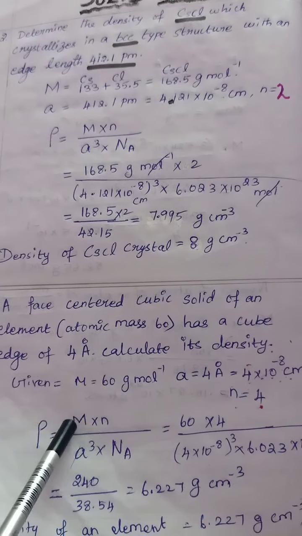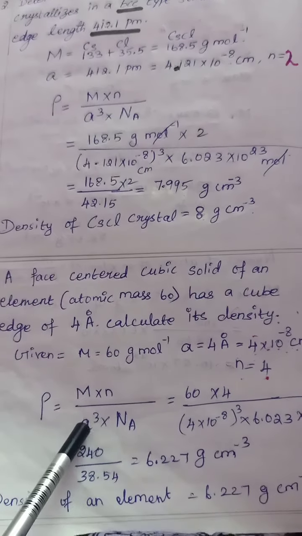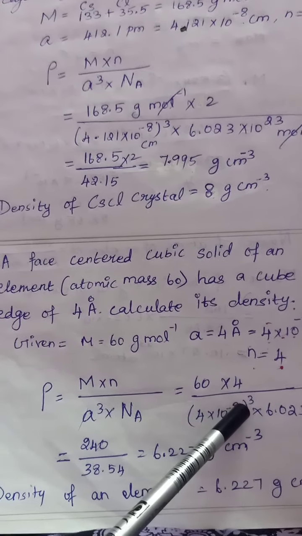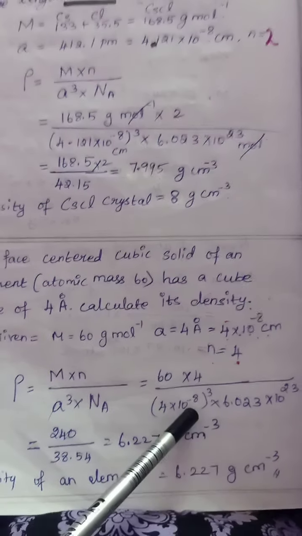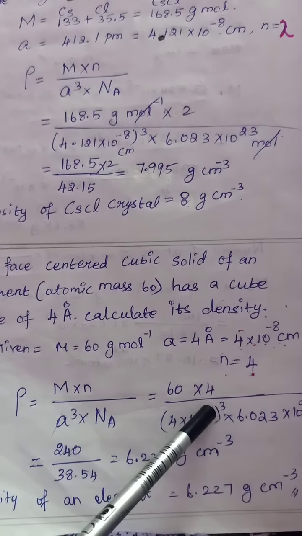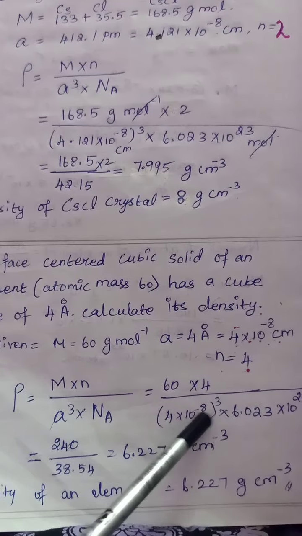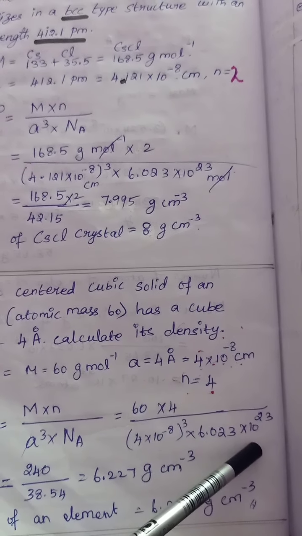See, the M value is 60, then n value is 4, then a cube is 4 into 10 to the power of minus 8 the whole cube, then Na is the Avogadro number. 10 to the power of minus 8 the whole cube is 10 to the power of minus 24, here 10 to the power of 23 is there.